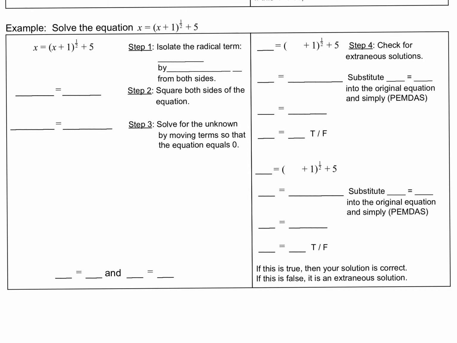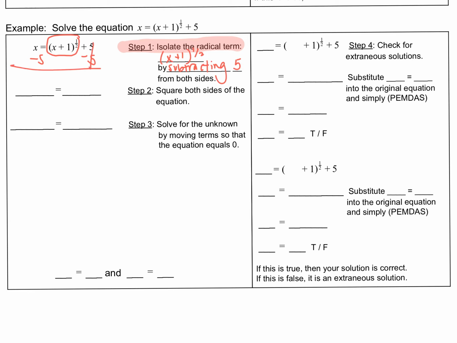Let's now do the second example from that page. Following the same steps. Step 1, isolate the radical term. And remember, if I have something with a 1/2 power, that is the same as a root. So in this case, the radical term is x plus 1 to the 1/2 power. So if I look at it, I have a plus 5 next to it, so we are going to subtract 5 on both sides. So isolate the radical term by subtracting 5 on both sides.